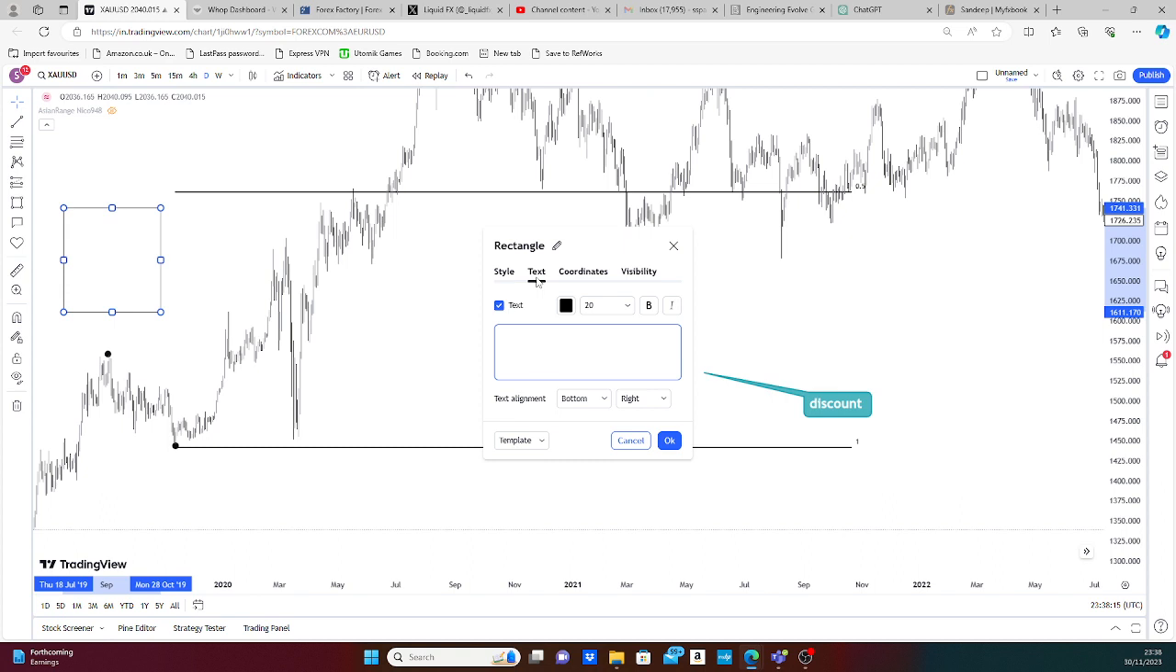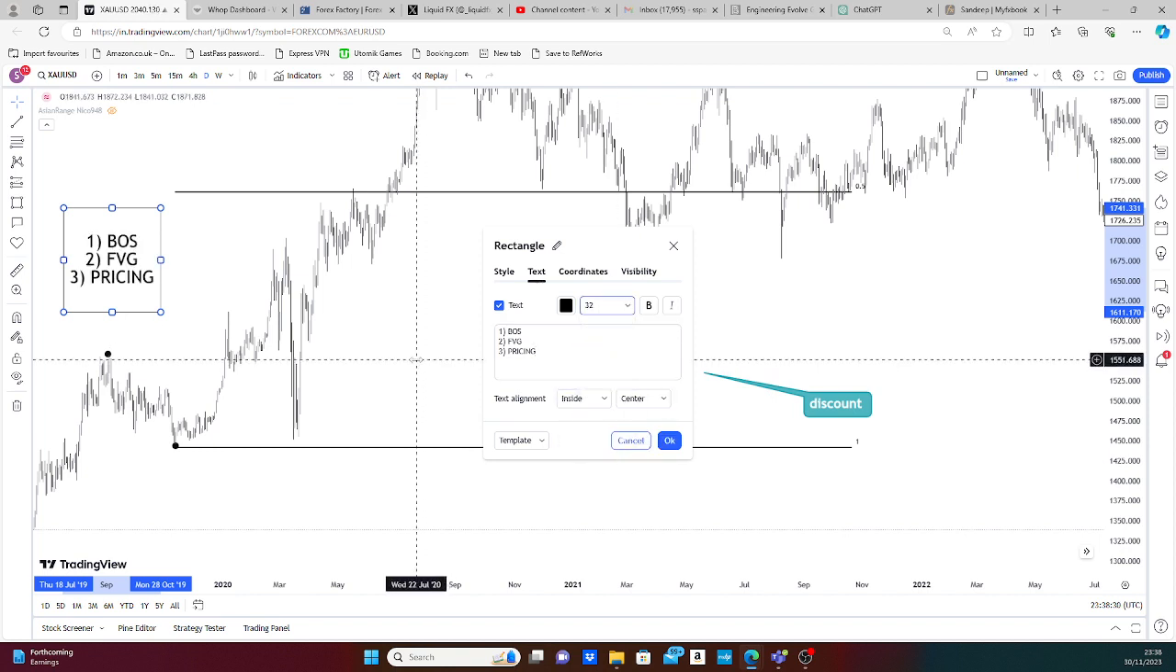Okay, so the three things we're looking for: a break of structure. The second thing we're going to look for is a fair value gap. And the third thing we're going to look for is pricing. Pricing meaning premium against discount. That's important to understand.